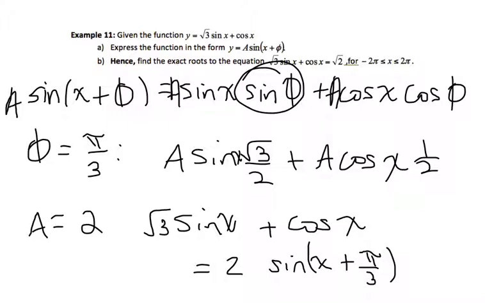I can now take this equation, replace it here, and set it equal. So here's my y equation. I can set this equal to root 2, divide both sides by 2, and then I'm going to end up with being able to solve because I know that x plus pi over 3 is going to be equal to pi over 4.